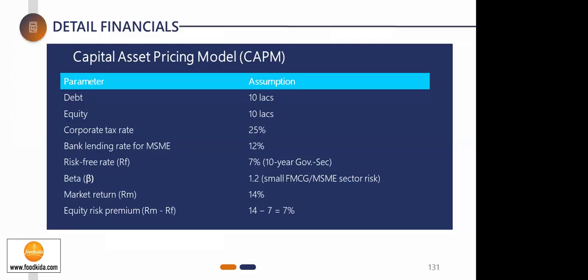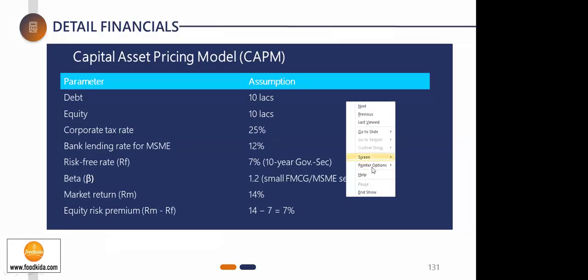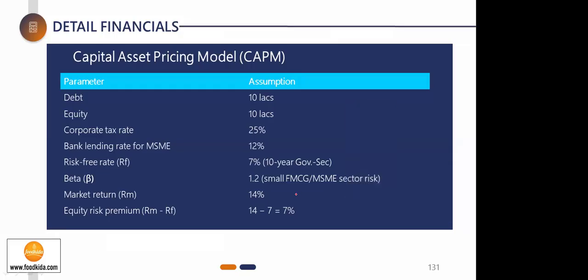Expected market rate of return I have taken as 14%, depending on current scenarios. So what is equity risk premium? The more the investor will earn: 14 minus 7. Is this clear? These are the conditions we have taken for a project, an MSME project, millet snack.